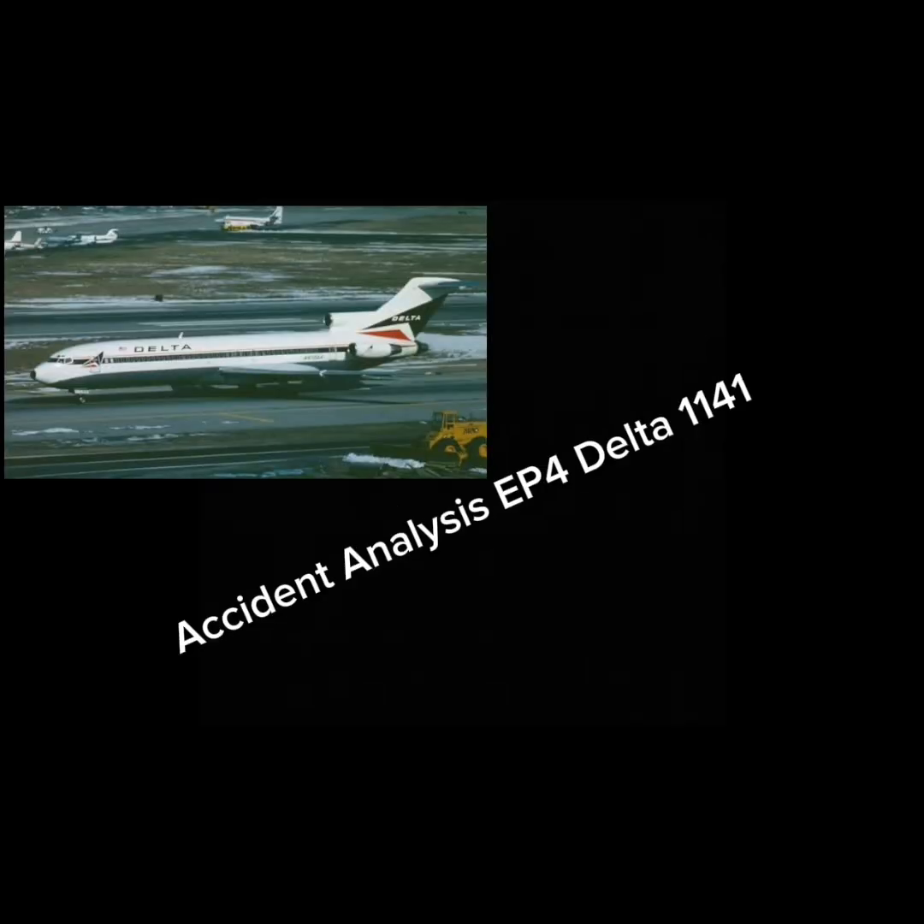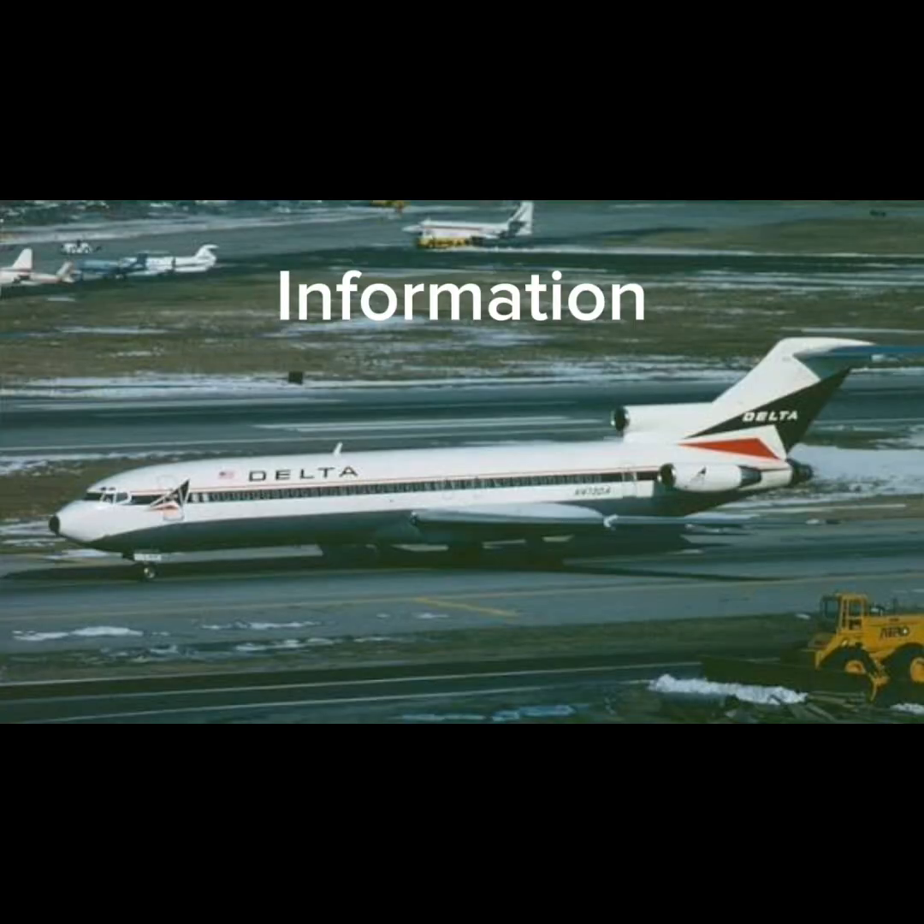Today we are going to be talking about Delta Airlines Flight 1141. Delta Airlines Flight 1141 was a scheduled domestic passenger flight that crashed during takeoff on August 31st, 1998 at Dallas International Airport, en route to Salt Lake City. Out of the 108 people on board, 14 were killed and 76 were injured.